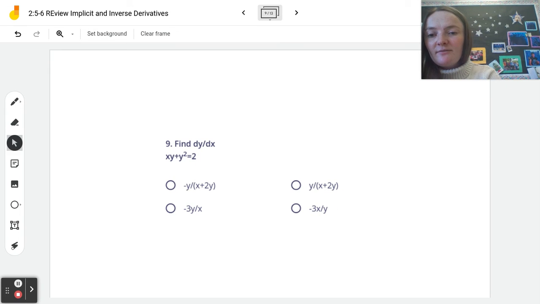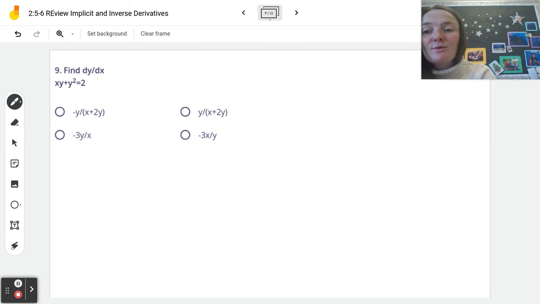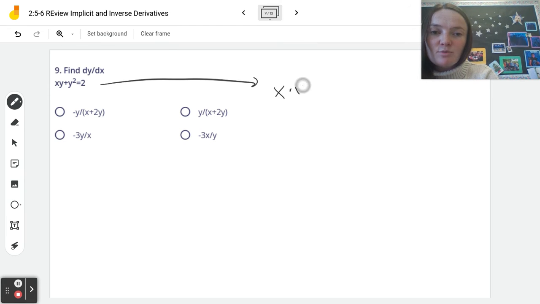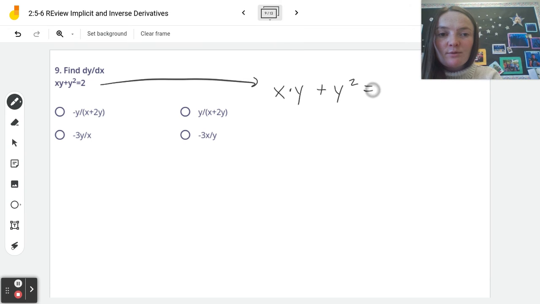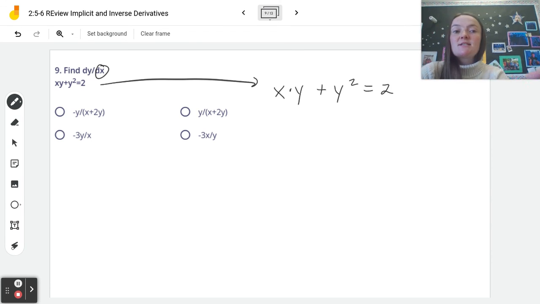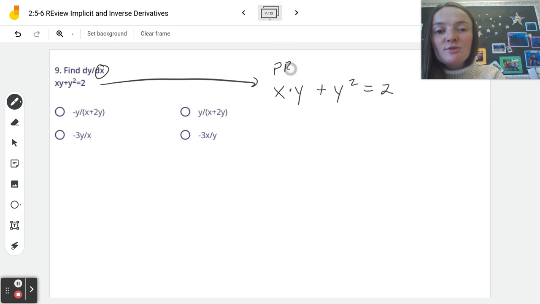All right, next one, find dy/dx again. This one's great because we're going to have to use product rule. So we have x times y, so take note of the multiplication there, plus y squared is equal to 2. Once again, we're taking the derivative with respect to x because it says find dy/dx. So I'm going to take the derivative of the first piece. This is product rule here. Anytime we see multiplication, we need to use product rule.